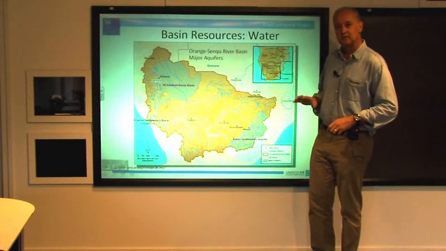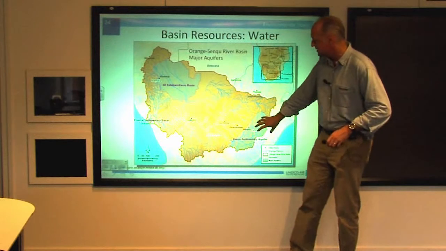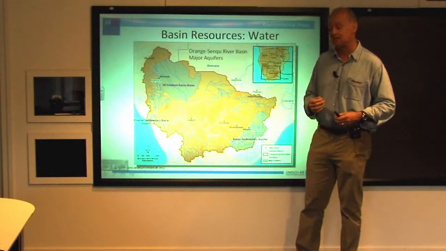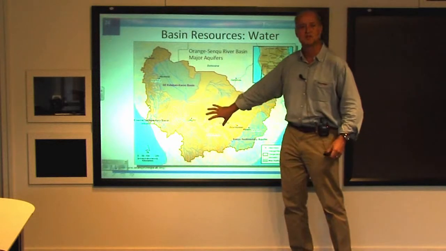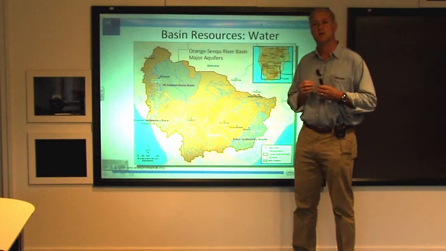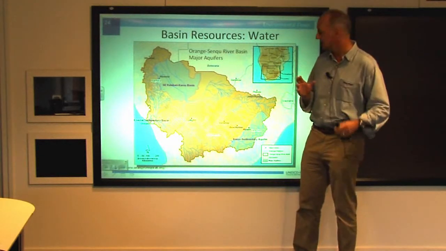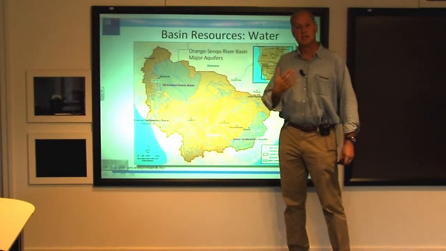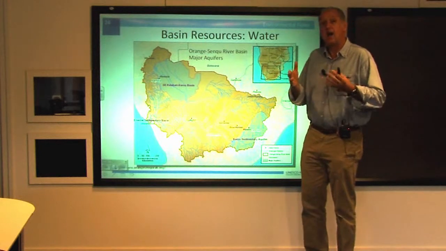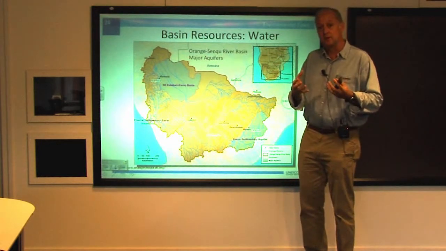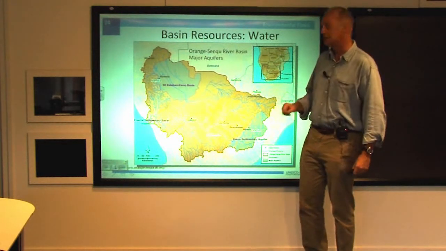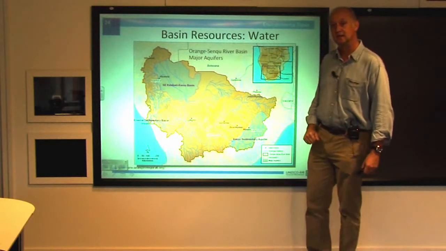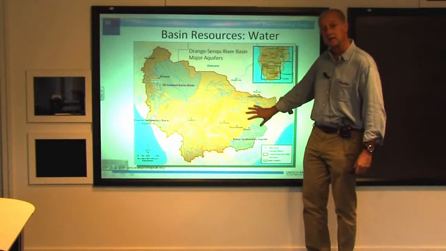Groundwater resources. For the Orange Senqu, this map identifies two of the largest aquifers in the basin. Of course, there's the possibility for small pockets of groundwater throughout the basin, but geologically, these are areas of particularly high quality aquifer material. And notice that we've got one in the dry portion of the basin, one in the more humid part of the basin.